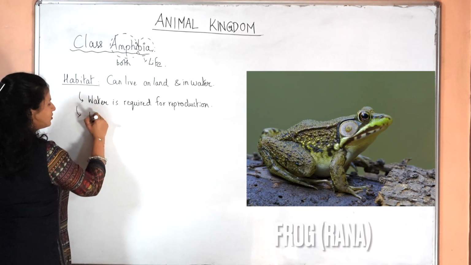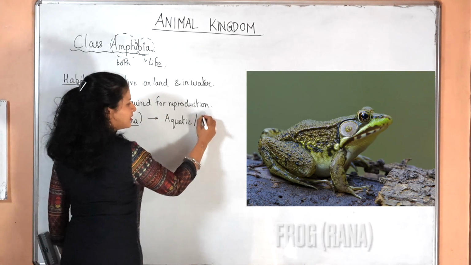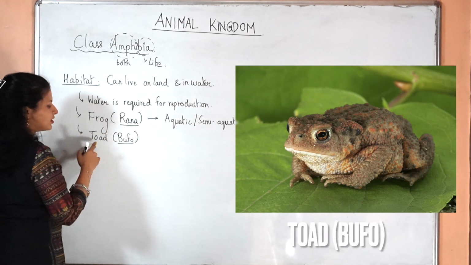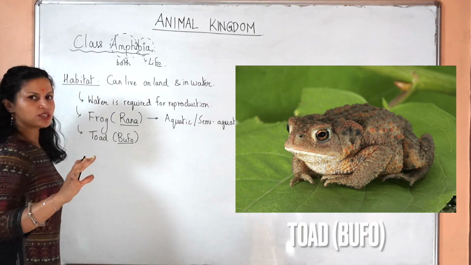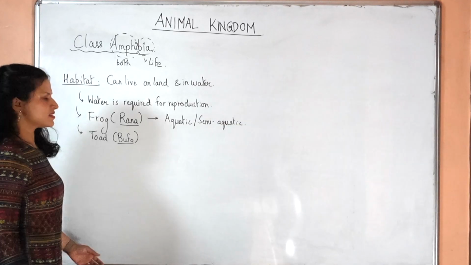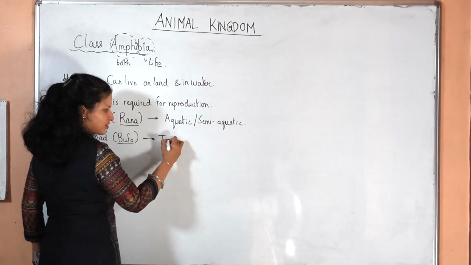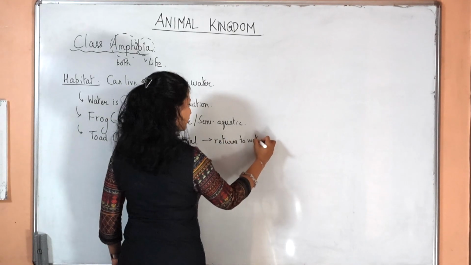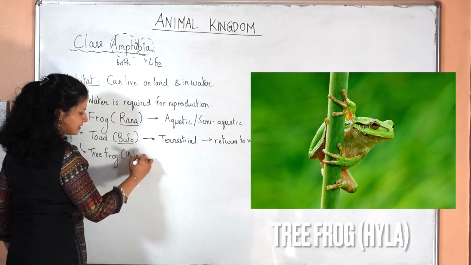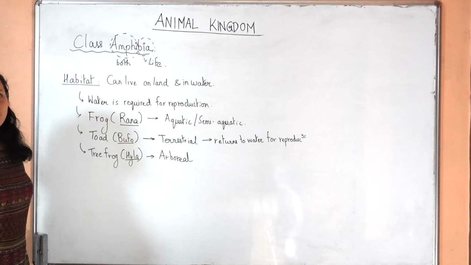The common frog that we know of, scientific name Rana. This one is aquatic or semi-aquatic. Then there is the toad. Scientific name is Bufo. Do you know the difference between toad and frog? The toad is brownish in color. The frog is greenish in color. The toad is very broad and large sized, and the frog is a very thin, slender creature. The toad is mainly terrestrial, returns to water for reproduction. Then there is the tree frog, scientific name Hyla, a green colored frog. This one is arboreal. It lives in the trees, returns to water for reproduction again.